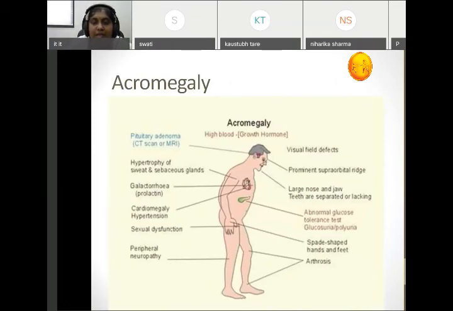This is the picture of the acromegaly. See, kyphosis is there. There is bending of the vertebra.